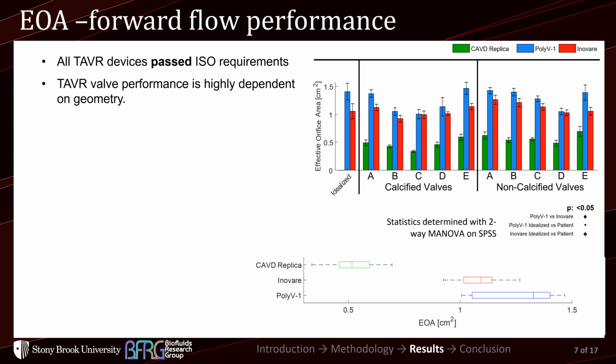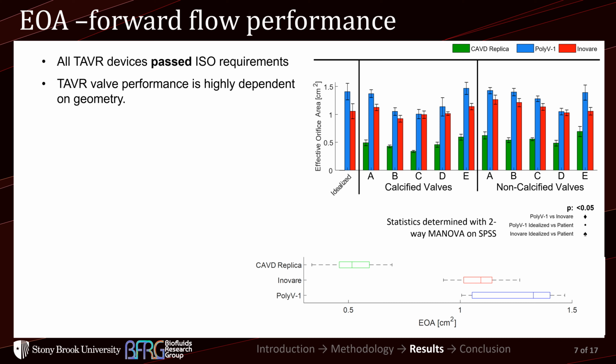So observing the forward flow performance, the y-axis here is the effective orifice area. And it's important to note that all the valves have passed the ISO standard. It's a fairly relaxed standard and wants to pass valves through in order to be evaluated clinically. So the goal here is to distinguish the performance and the benefits of each valve more directly, and what that actually means inside the clinic, as opposed to they all perform equivalently, which is what the ISO standard is basically saying inside the idealized conditions.